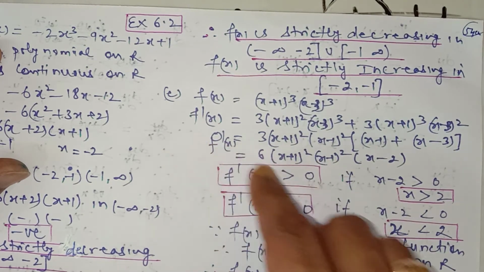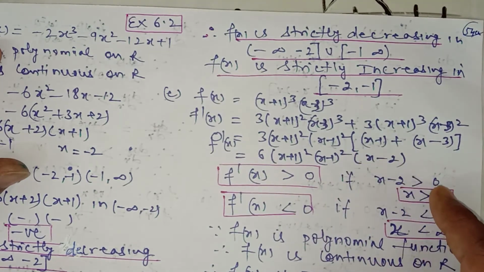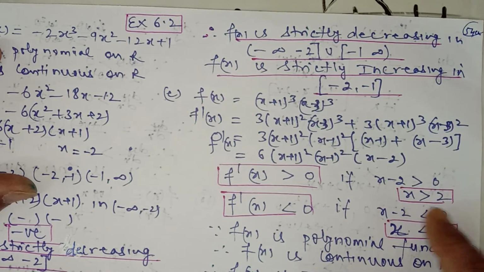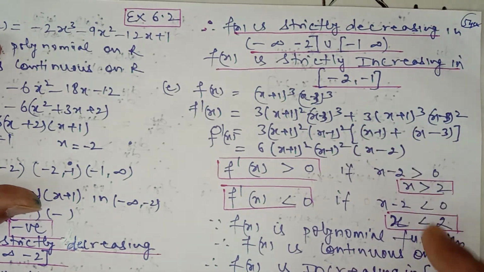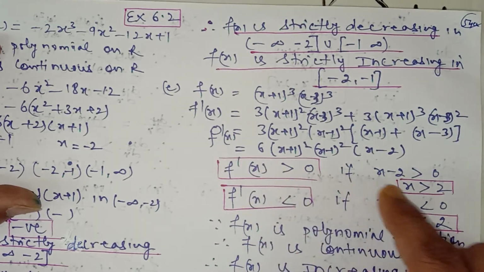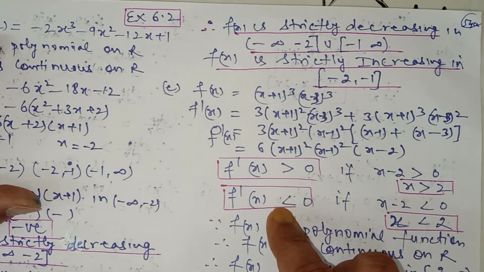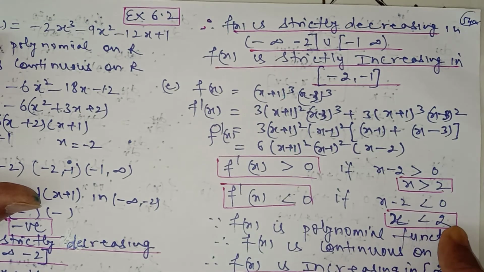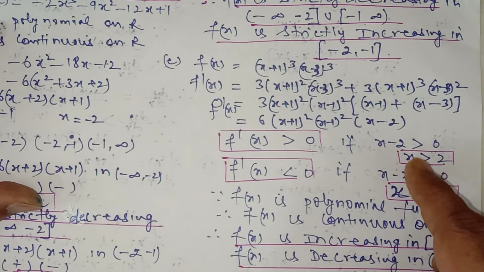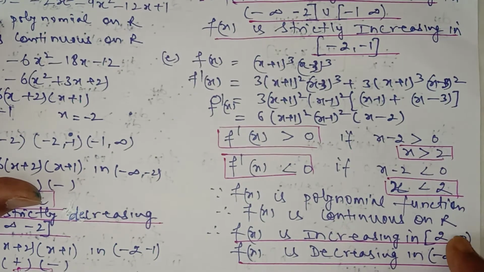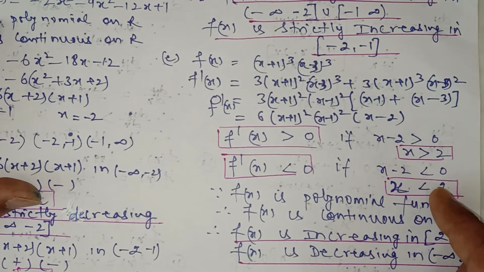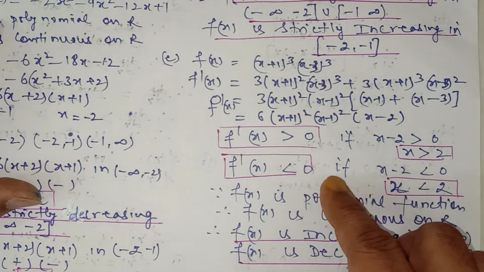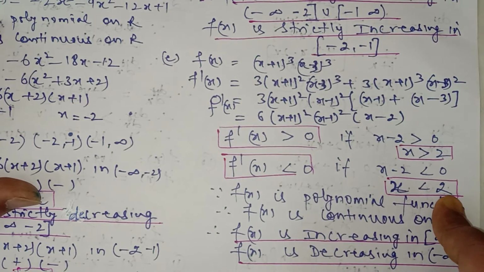So if f dash x is positive, then x minus 2 should be positive, meaning greater than 0, so x greater than 2. Now if f dash x is less than 0, meaning negative, then x minus 2 should be less than 0. So for the increasing function, x should be greater than 2, and for the decreasing function, x should be less than 2. And because it is a polynomial function, it will be continuous, so it is strictly increasing on the interval 2 to infinity, and from minus infinity to 2 it will be decreasing.